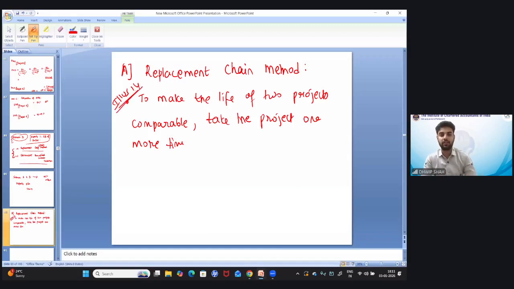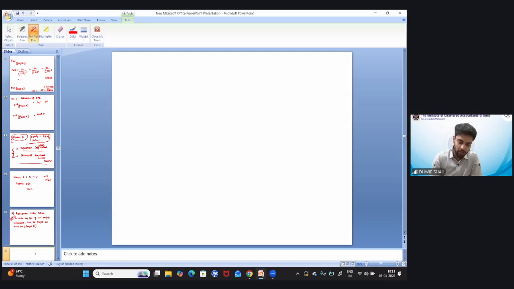हम पूरा प्रोजेक्ट भी एक और बार ले लेंगे so that now life of A is equal to life of B. ठीक है? So now can I say, अब देखो क्या होगा.